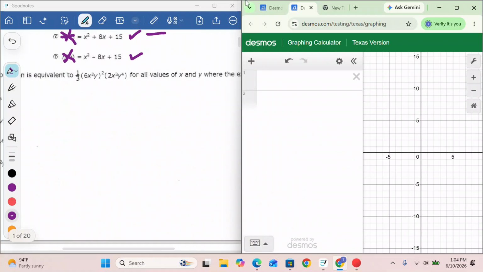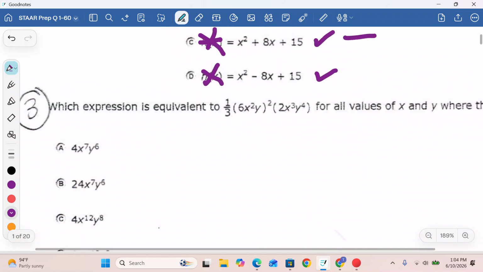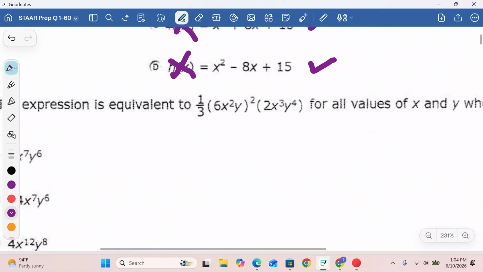Okay, so this one looks complicated, but it really, really isn't. So remember that this is 1/3, open parentheses, 6x squared, y, close parentheses, x squared. Remember what I said? Desmos loves his x's. So we got to turn all those y's into x's. That's all we have to do.